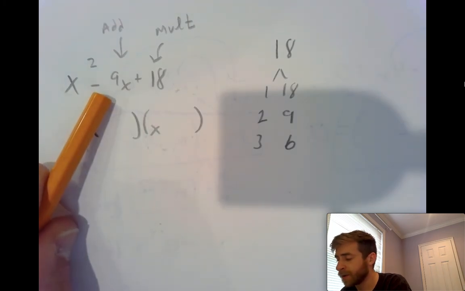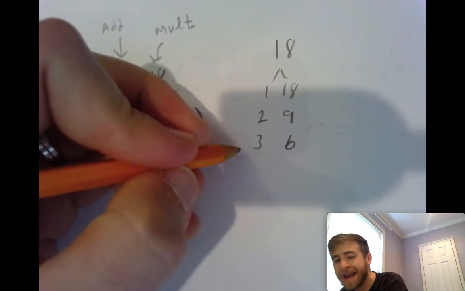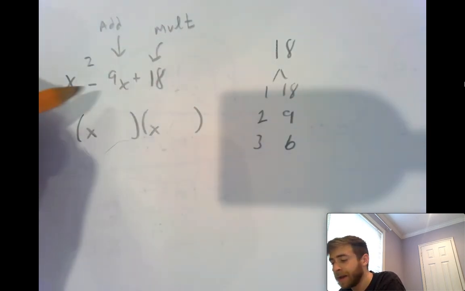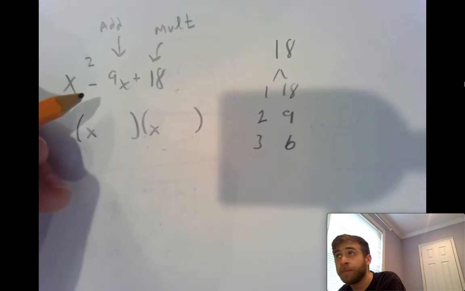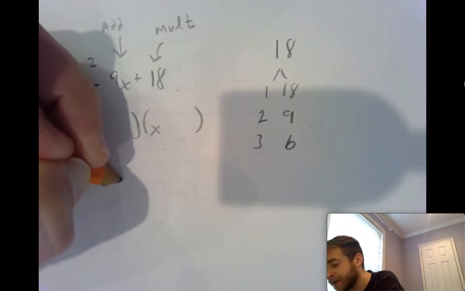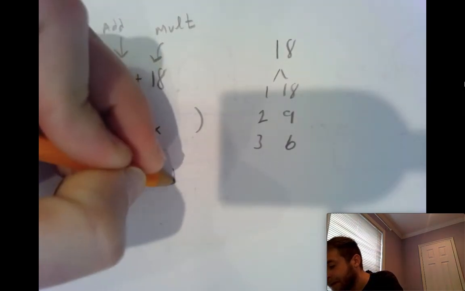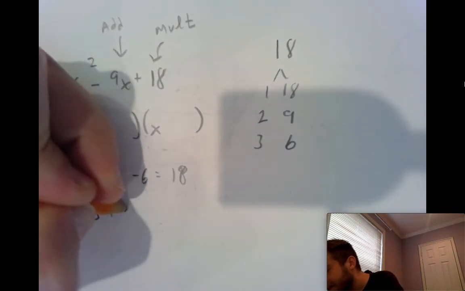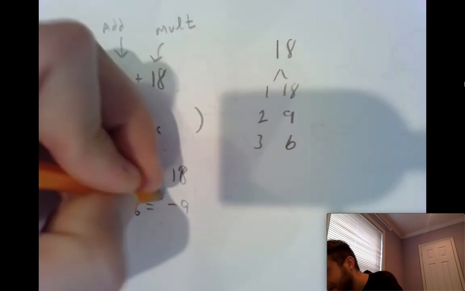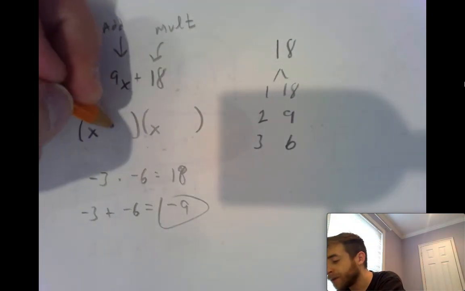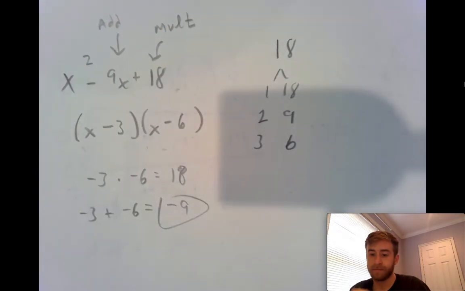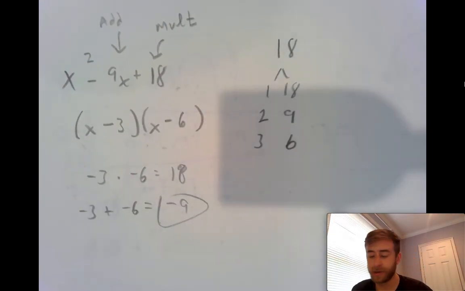Well, this is the case where it's going to have to be a negative 3 times negative 6 makes a positive 18. But if I do negative 3 plus negative 6, that is actually going to get me that negative 9. So that is our answer over there. We're done. Moving on to the next question because there's a couple to go through.